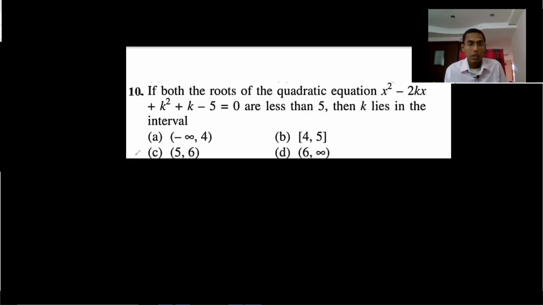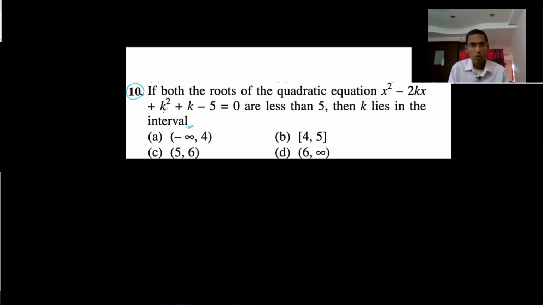Okay, so we are discussing important questions in quadratic equations and expressions. Now here is a question. If both the roots of the quadratic equation x square minus 2kx plus k square plus k minus 5 equals 0 are less than 5, then k lies in the interval. This you can do in two ways.